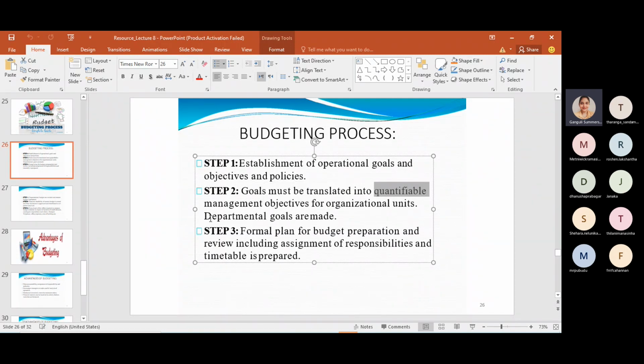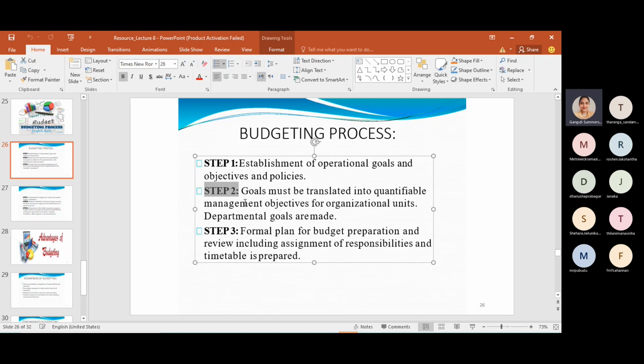In step 2, departmental goals can also be made. In step 1, you made organizational goals, meaning the goals that you have for the entire organization, right? Different departments have their own departmental goals as well. Departmental goals are different from one department to another. So these departmental goals can be made in step 2. These are the things that happen in step 2.